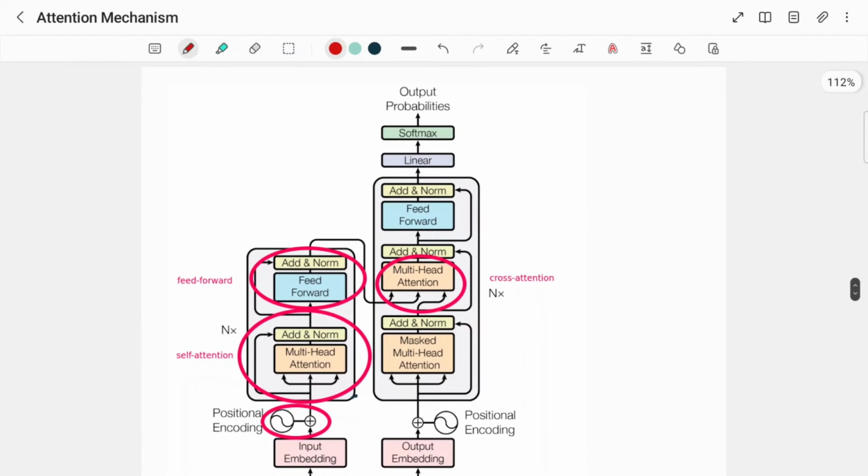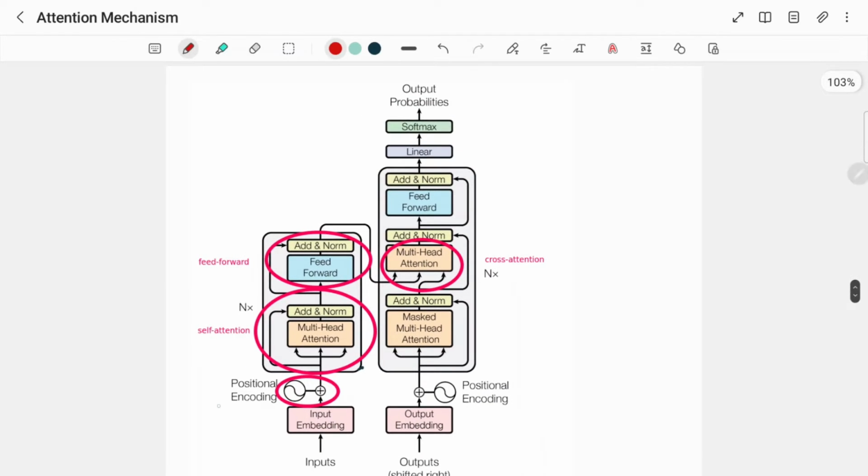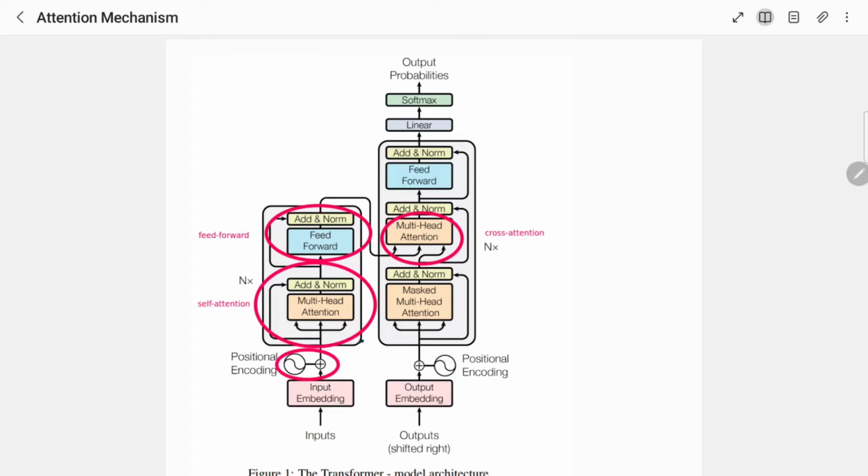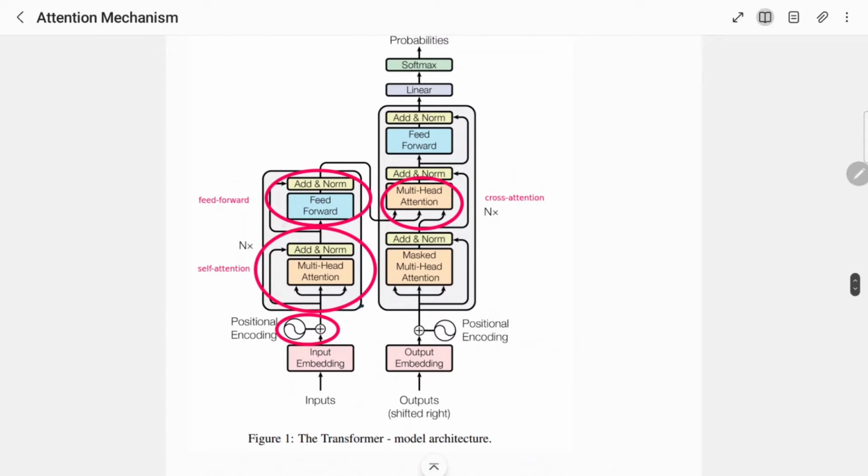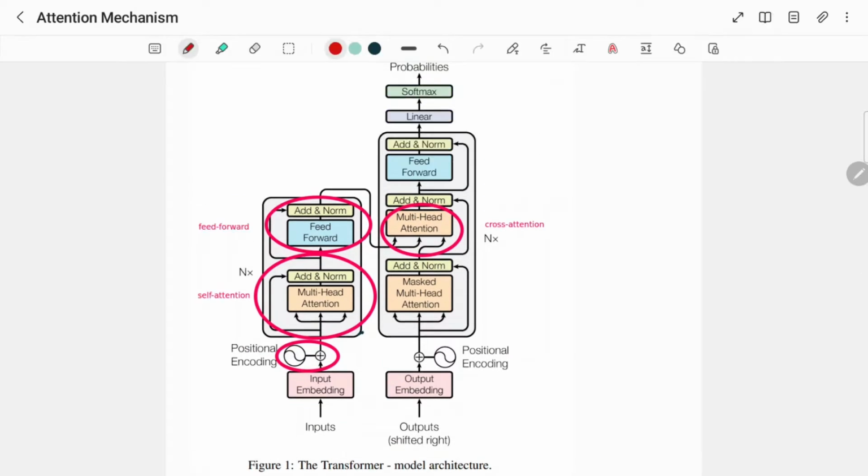Let us understand where self-attention is used within the transformer architecture. So this is the transformer architecture. This is the encoder and this is the decoder.